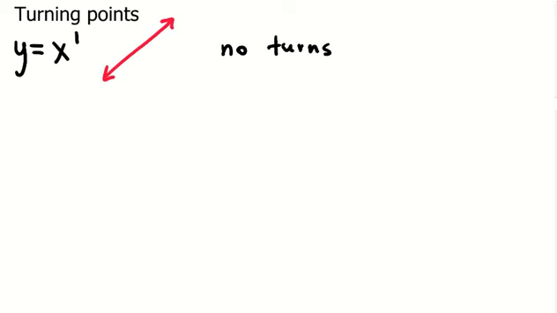All right, next we're going to talk about turning points. The number of places where the direction of the graph changes, where it goes from going up to going down, or from going down to going up. And so I'm going to just write down a couple of them. Y equals x to the first looks like that. No turns. Y equals x to the 2. That's a parabola. Okay, it decreases and then it increases. It has one turn.